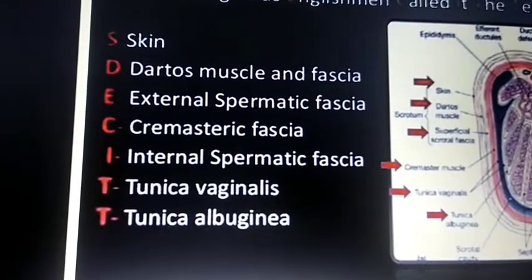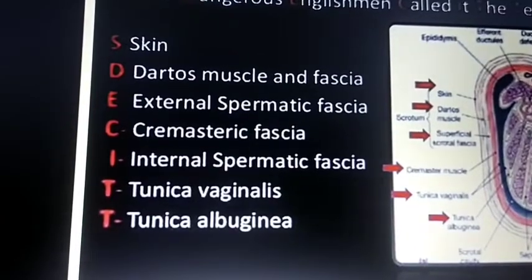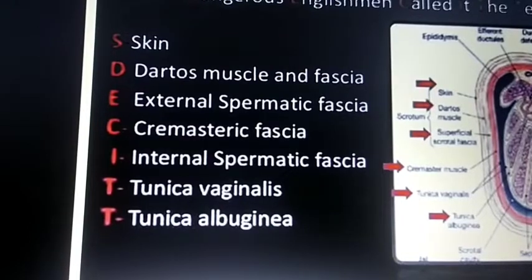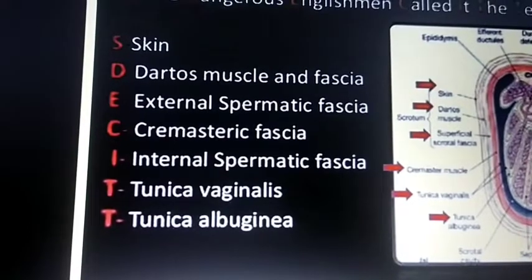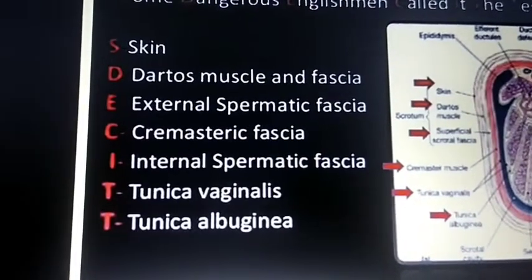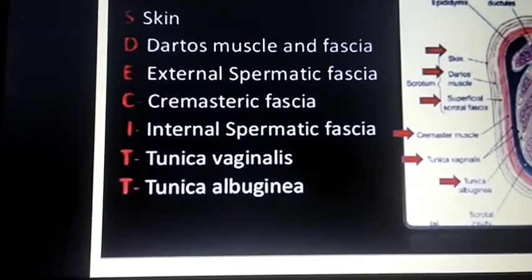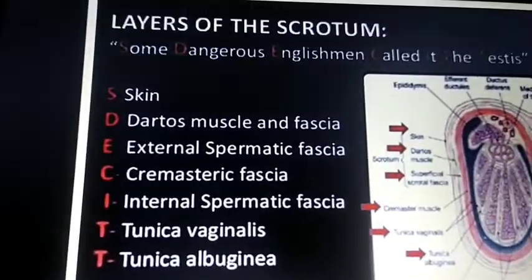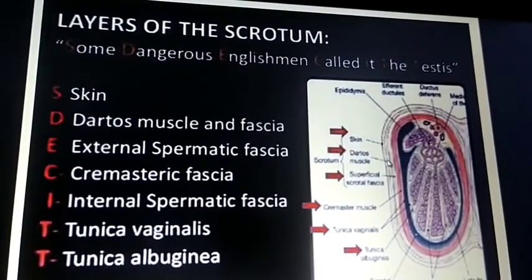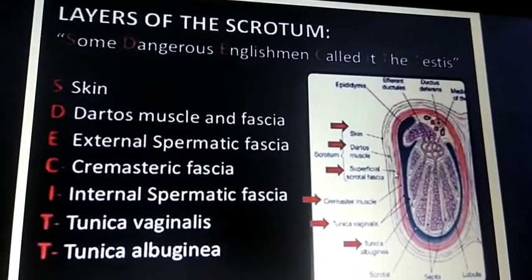Here, one thing is that surgically there is some difference. Where the dartos muscle and fascia are, there is one fascia, and that fascia is Colles fascia. Okay, Colles. You can go for the next slide. You can see here in this also, this is the skin, this is the dartos muscle, and this is the cremaster fascia.